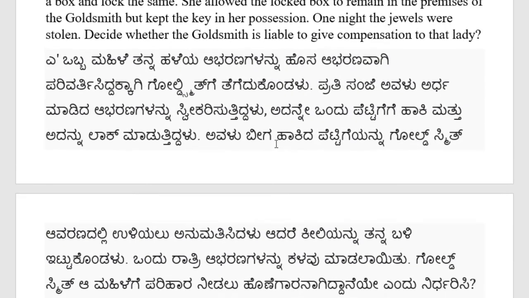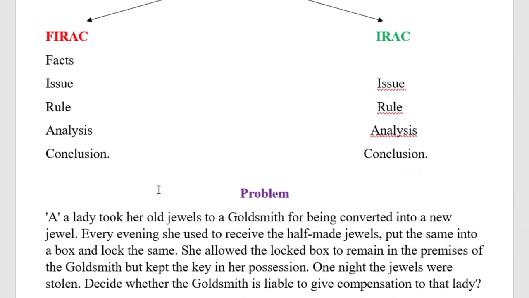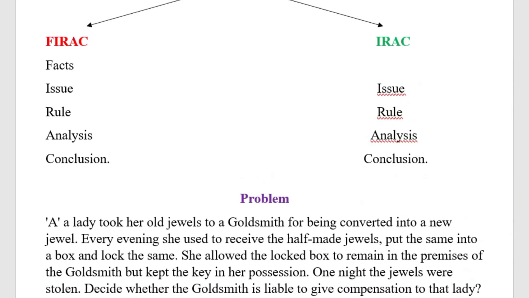So this is with regard to the present problem concerning the lady who kept the jewels for the conversion of old jewels into new jewels. She maintains the control over the goods, and when the goods were lost, the goldsmith will not be held liable under these facts of the case. So this is with regard to the concept of bailment.